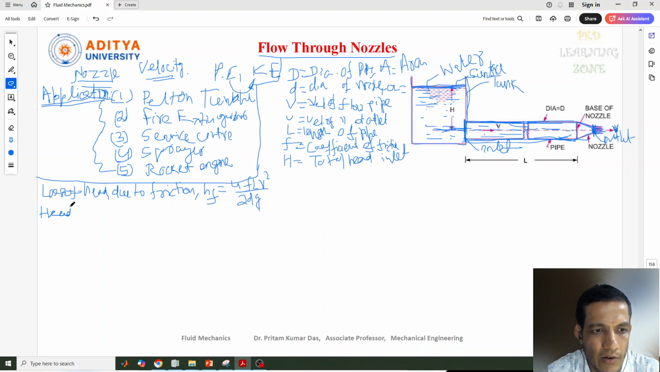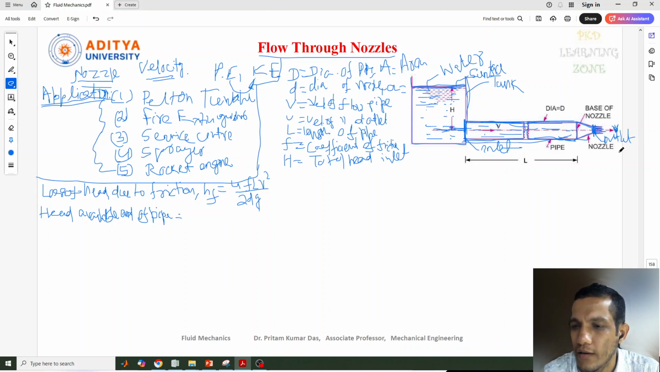Head available at the end of the pipe. So what is the head available at the end of the pipe? We can say at the base of this pipe, at the base of the nozzle, at this point, what is the head available?